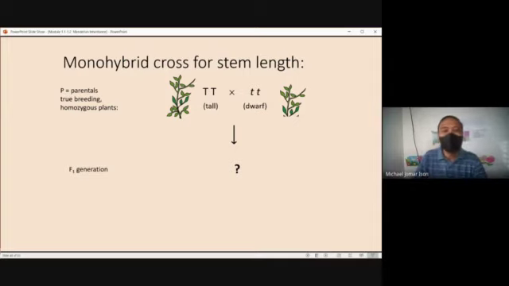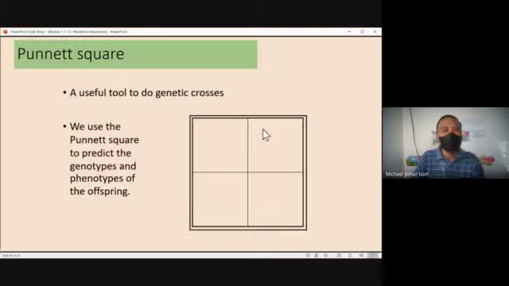So in this case, the tall, which is homozygous big T, and the dwarf, homozygous small t, first of all, you're going to be using the Punnett square here. It's very familiar as well. In the Punnett square, what you're going to be doing is predicting the genotypes and the phenotypes of the offspring by the use of splitting what we call the gametes.